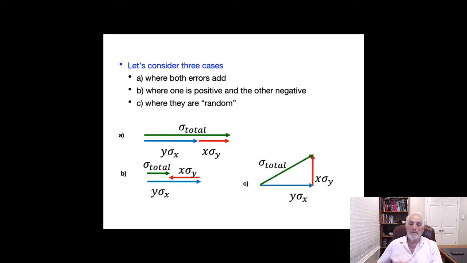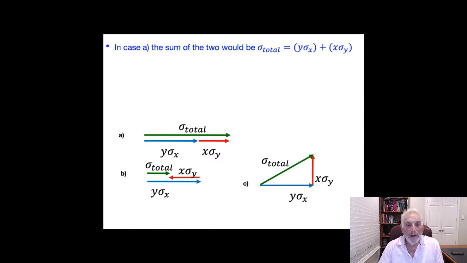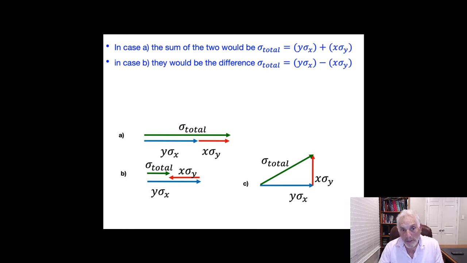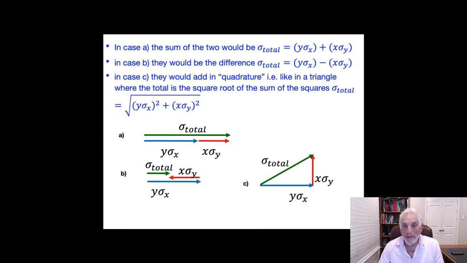The third case is the most likely case. If they're randomly correlated, consider these like two vectors, and the most likely alignment for these things is perpendicular, not either parallel or anti-parallel. So the length, if you like, of the line in case A would just be the sum of the two, and in case B would be the difference of the two. But the case which most likely represents the real answer is the one where we add the two errors in quadrature and we get the length of this vector, sigma total. The green line here in case C would be the square root of (y sigma x) squared plus (x sigma y) squared.